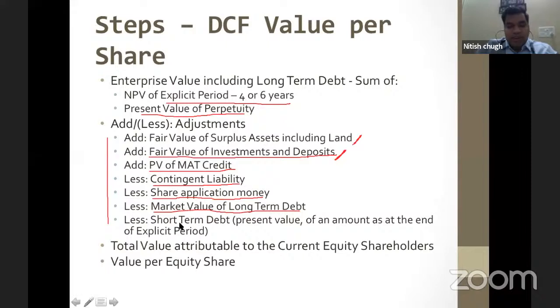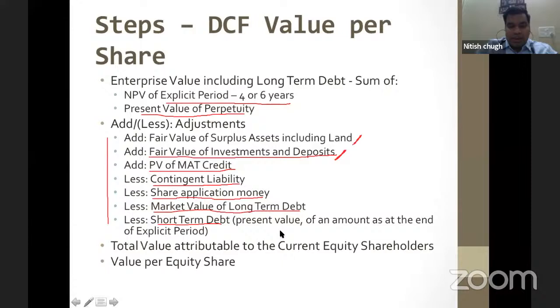Then the next adjustment is relating to short-term debt. In case of short-term debt, the present value of an amount as at the end of the explicit period needs to be reduced. Since the movement in the short-term debt has been captured in the working capital requirements, the present value as at the end of explicit period, say after 6 years, what will be my debt, and its present value today will be reduced for arriving at the enterprise value.